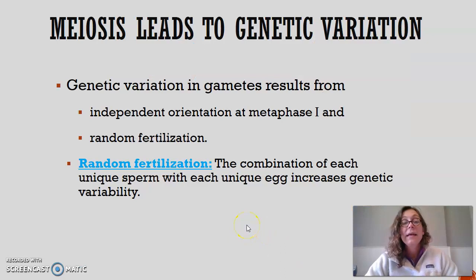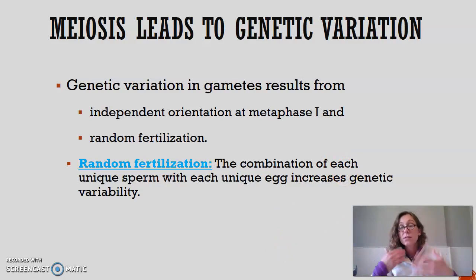So again, meiosis leads to genetic variation, and the way that works is, of course, we have a few things. First, genetic variation due to the shuffling that occurs from crossing over. Also, when chromosomes line up during metaphase 1, they line up independently of one another, meaning they're not necessarily going to get into exact order.